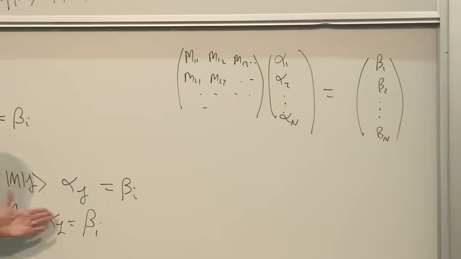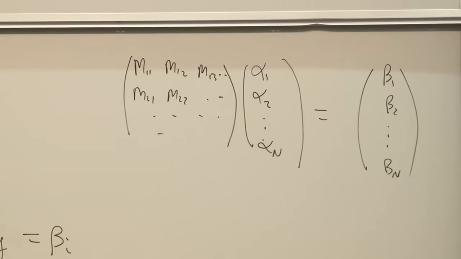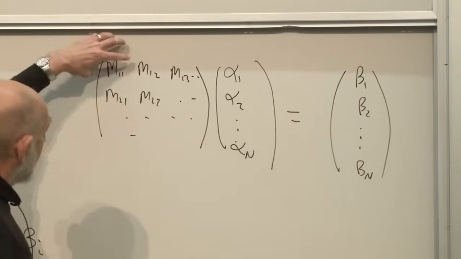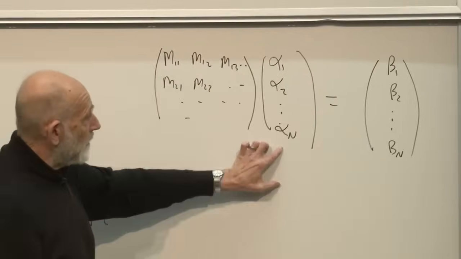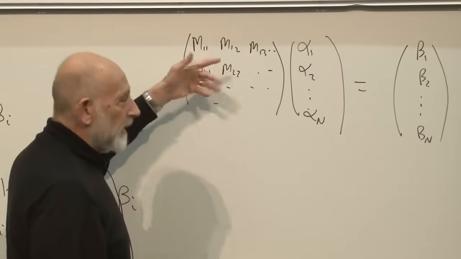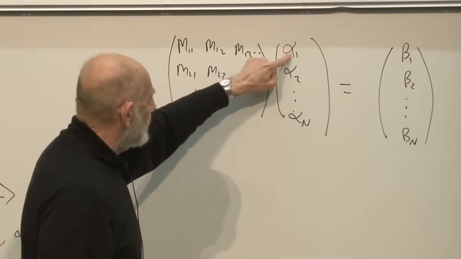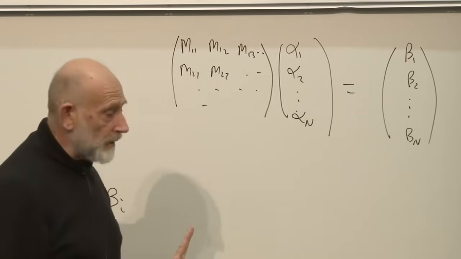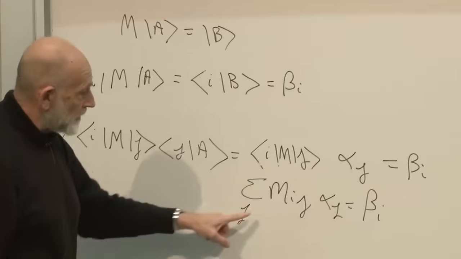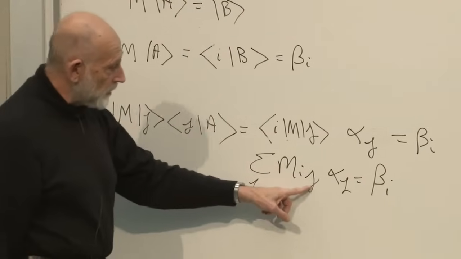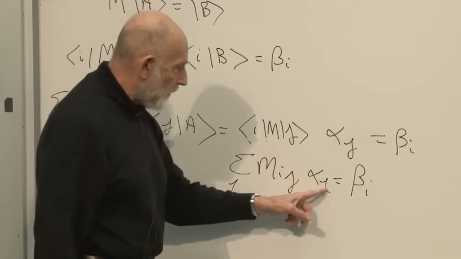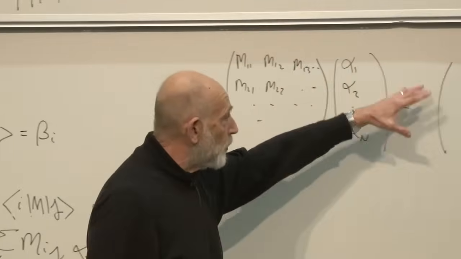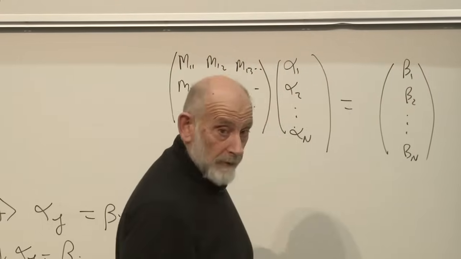All right, what's the rule that's implied by this equation over here? It's very simple. If you want the first entry over here, you take the first row and you take its inner product with a column here. M11 alpha 1 plus M12 alpha 2 plus M13 alpha 3, right down to the bottom. That's exactly this formula. M11 alpha 1 plus M12 alpha 2 and so forth is exactly the standard rule for multiplying a matrix by a column vector.